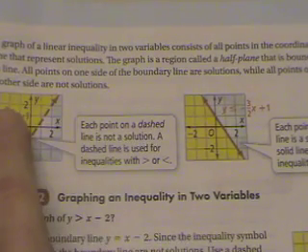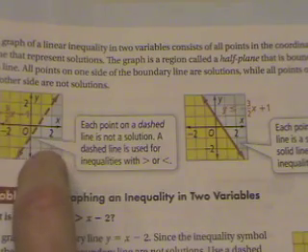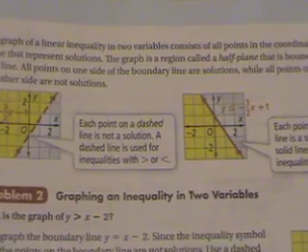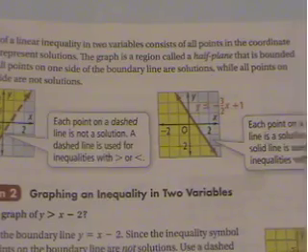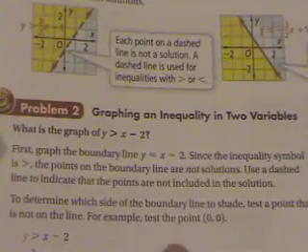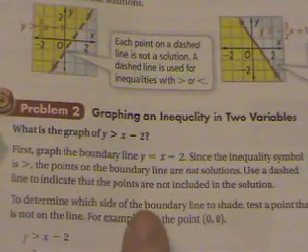Everything on this side is a solution, everything on this side is not a solution. And they go through and explain the whole dashed and solid line thing, which you already know. And I think we're ready for problem 2. They're going over these steps that you already know.